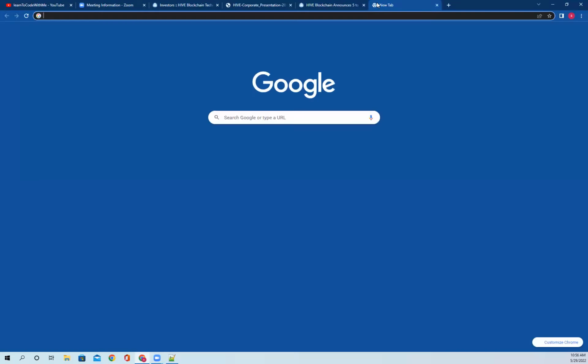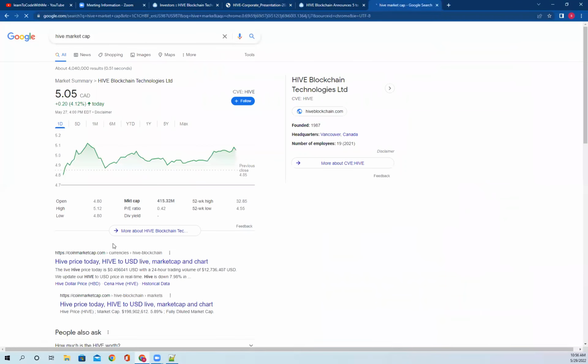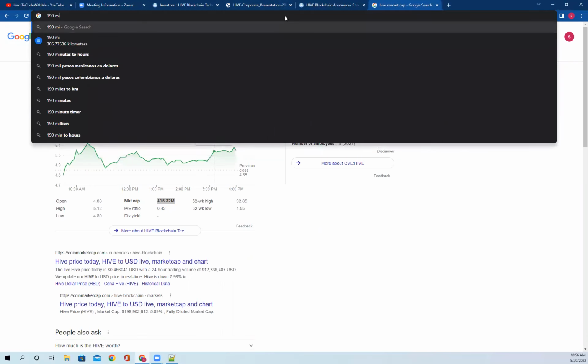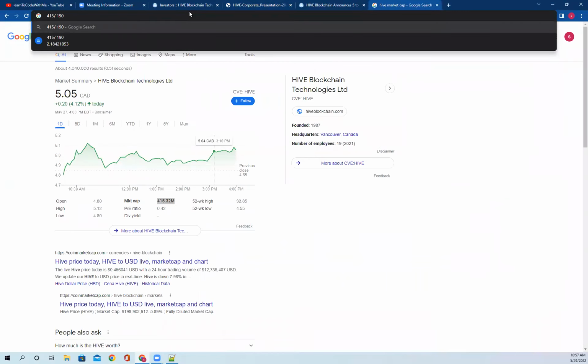If you don't believe me, go ahead and look at it. This is the Hive market cap. You can see that their market cap is only about 415 million, about 400 mil. And what did I say? I said that they're going to make about 190 million per year. So if you do that division, 415 divided by 190, let's do that just so you can see it, you get 2.18, right?